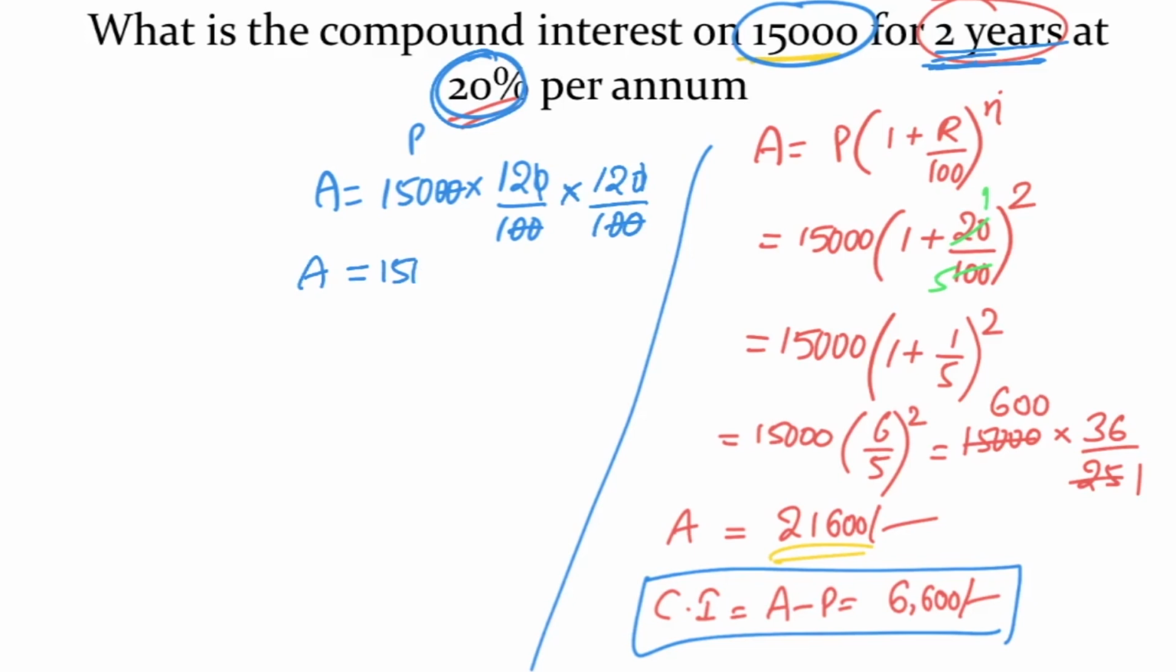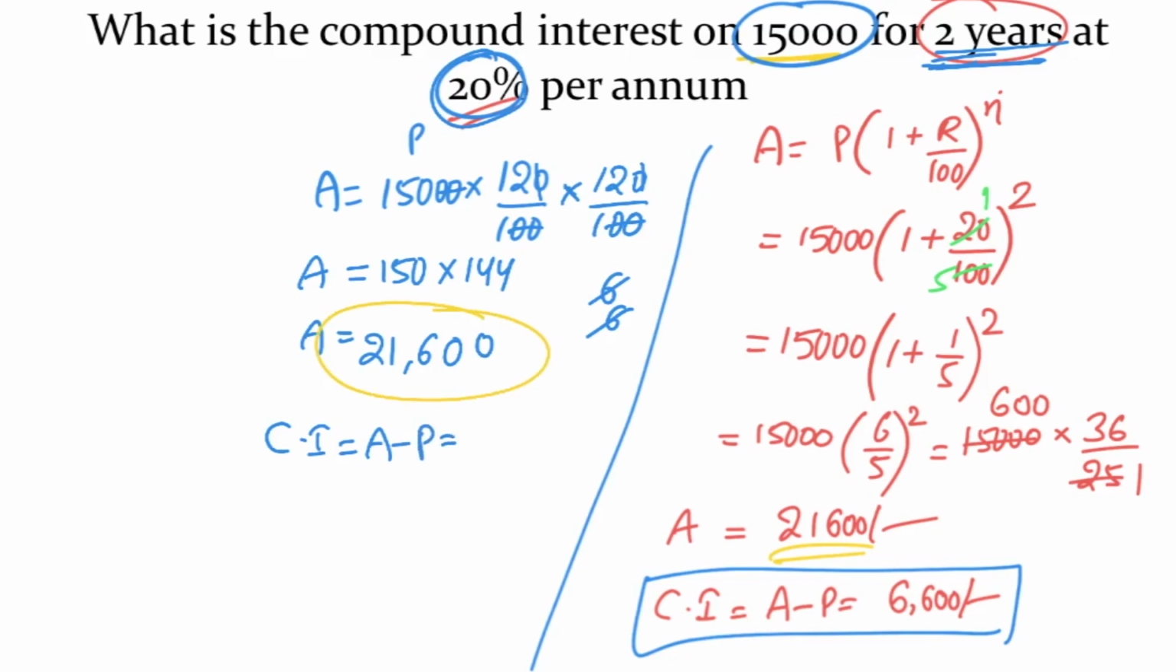Amount is 150 into 12 into 12, 144. 15 into 4, 60. 15 into 4, 60 plus 6, 66. 15 into 1, 15 plus 6, 21. 21,600 rupees is the total amount. Once you know total amount, compound interest is amount minus principal, that is 21,600 minus 15,000, 6,600.